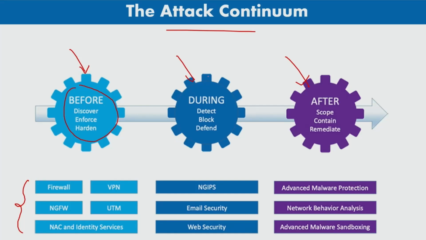Next is the during. So if an attack succeeds, you must be able to detect it. You must use the most advanced threat detection systems available. When an attack is detected, you can defend the environment by blocking it. NGIPS, email security, and web security solutions all assist in detecting, blocking, and defending against attacks that have penetrated the network and are in progress during an attack.